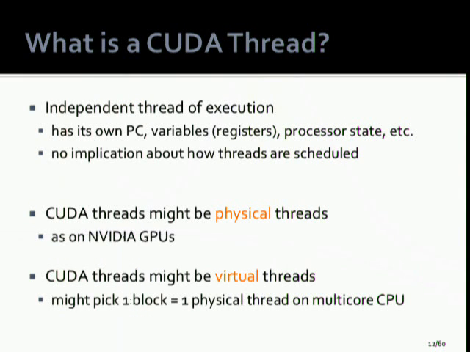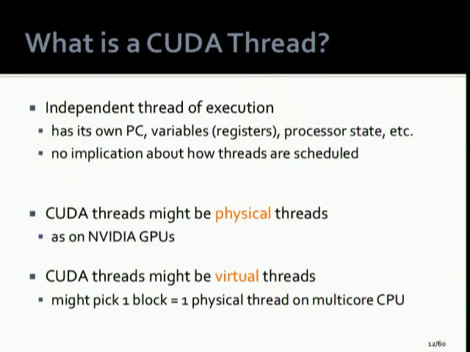So what is a CUDA thread? It's an independent thread of execution. It has its own program counter, so all of the threads can branch to do their own thing. For performance reasons, you might not want to do that, but it's nice to have the flexibility to write programs where all of the threads can potentially do different things depending on what the data requires them to do. Each thread has its own set of variables, which are kept in its own private set of registers.